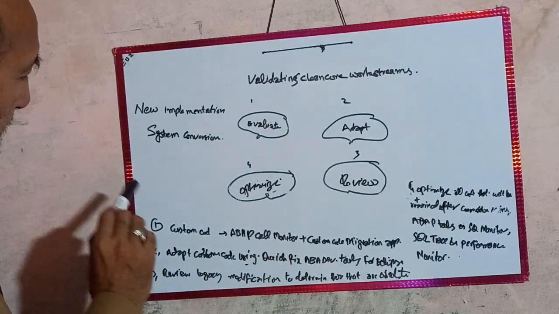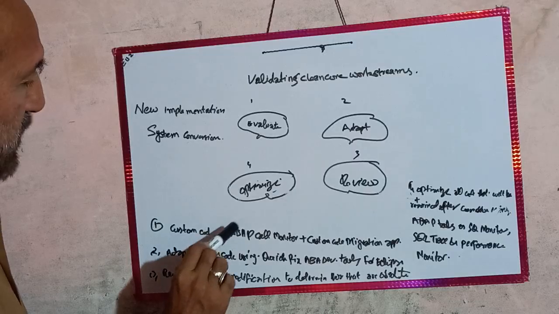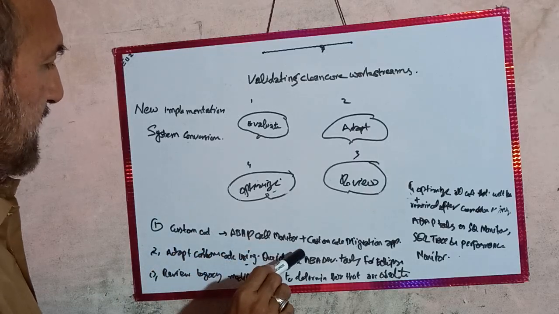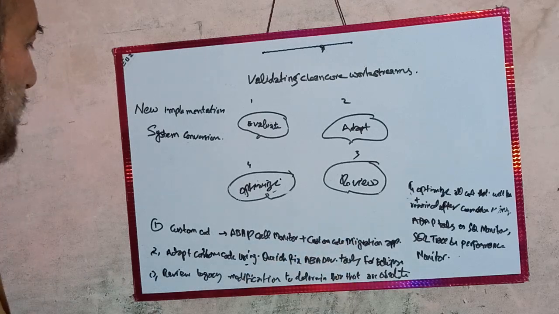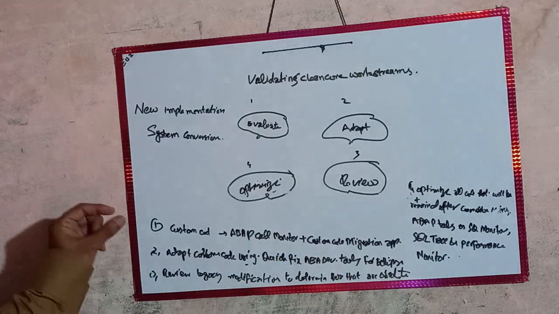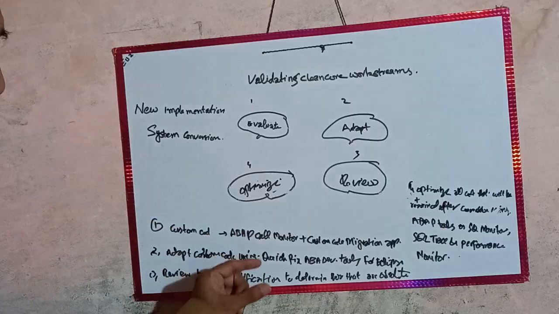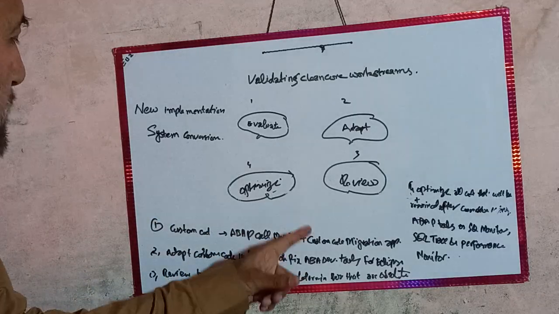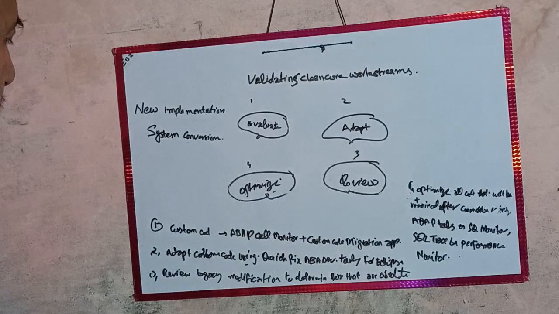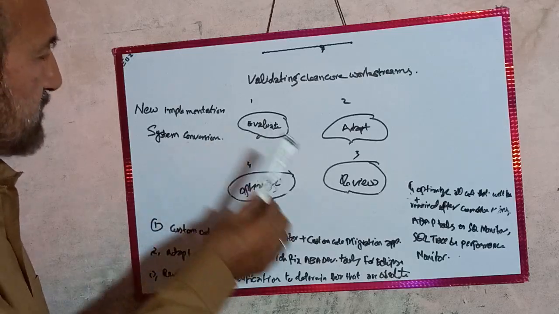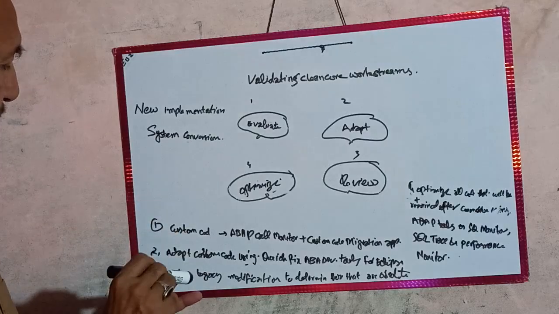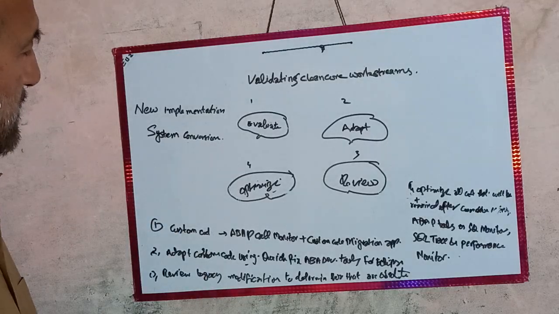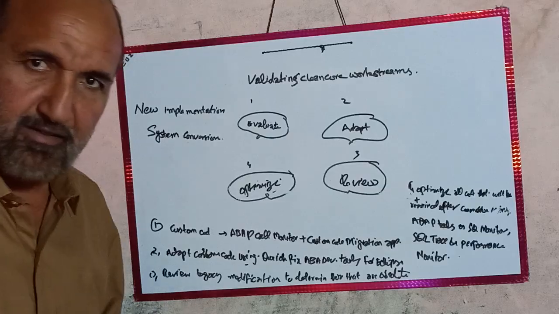Number 1, custom code: ABAP Call Analyzer and custom code migration app. So there are 2 kinds of tool: ABAP Call Analyzer and custom code migration app. These are used for custom code evaluation. This is the first kind of migration workstream we are checking here.